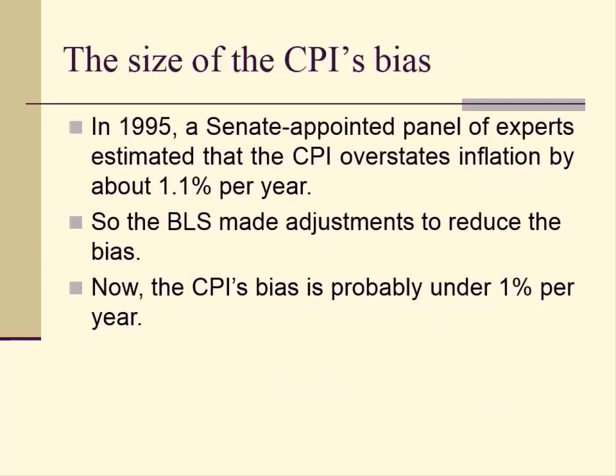In 1995, a Senate-appointed panel of experts estimated that the CPI overstates inflation by about 1.1% per year. So the BLS made adjustments to reduce the bias. For example, the BLS updates the market basket every 2 years rather than every 10 years, and this lowers substitution and new product biases. The BLS has also used statistical methods to reduce the size of the quality biases. After these adjustments, the CPI's bias is probably under 1% per year now.